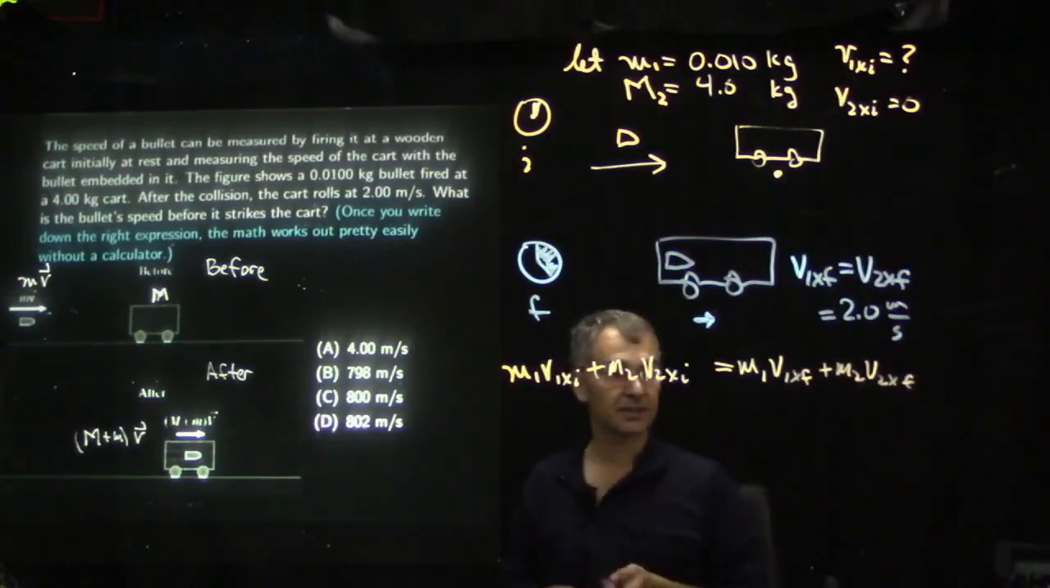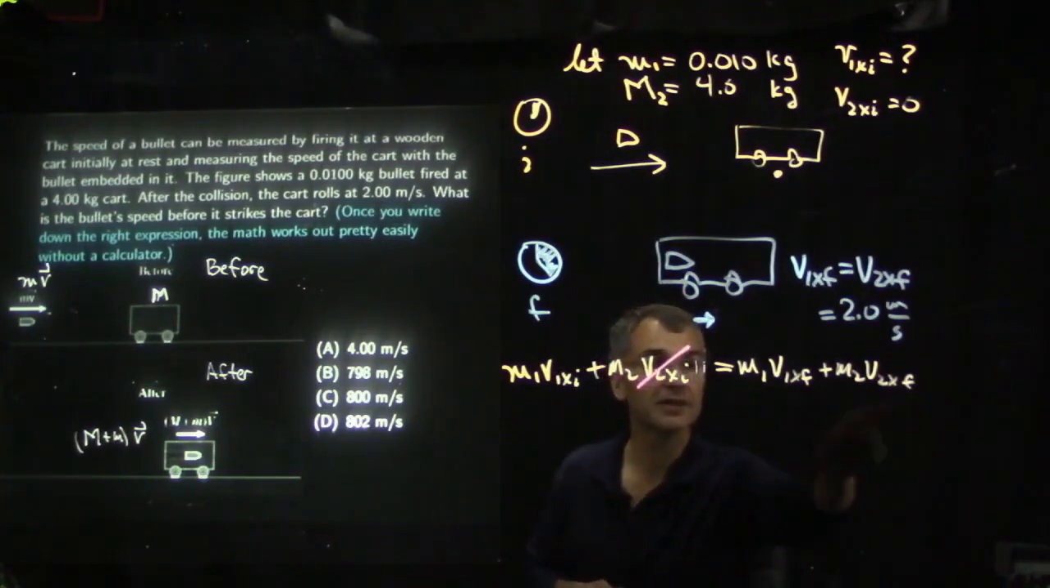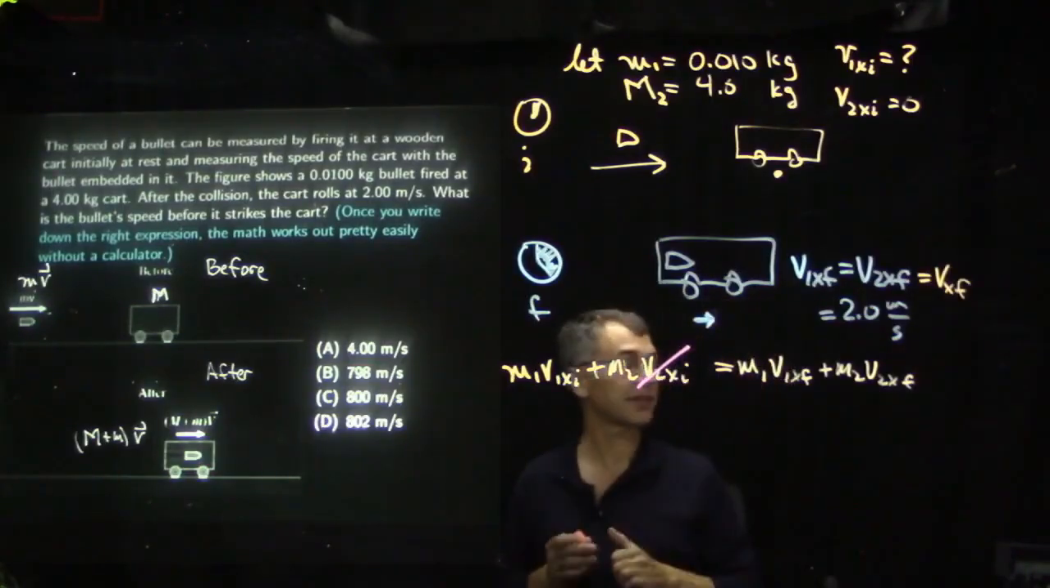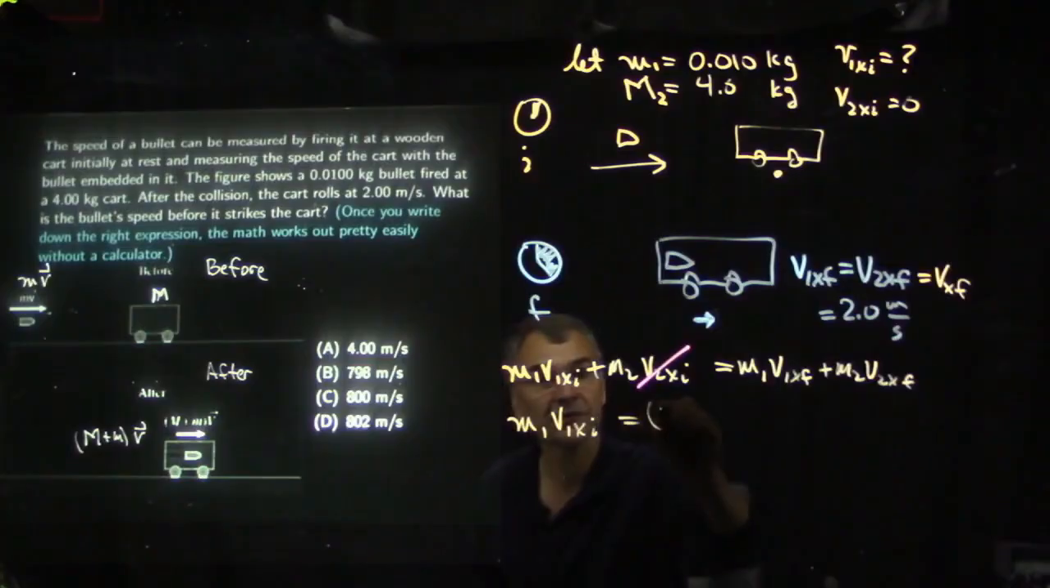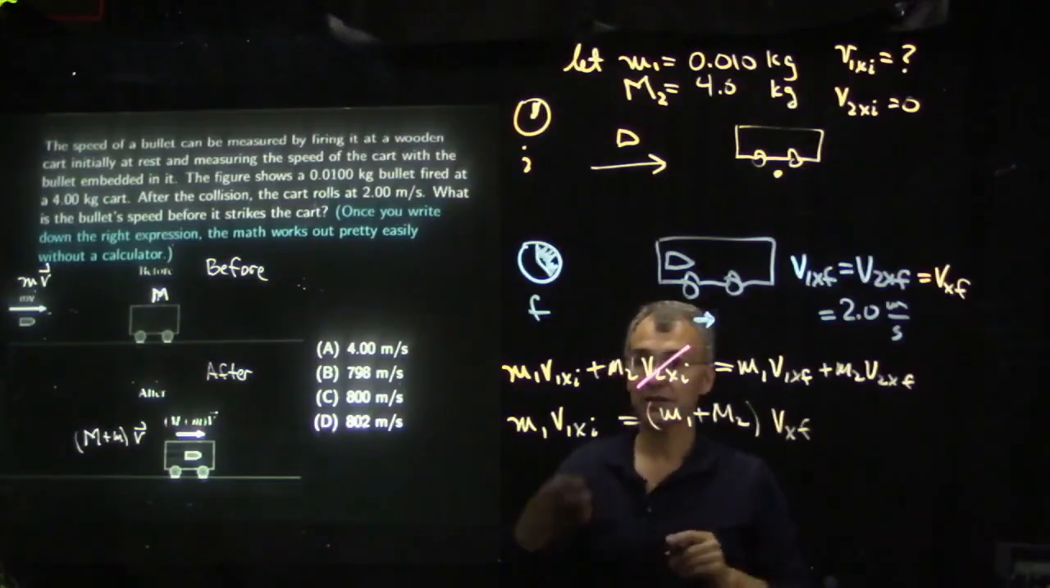In this case, the equation simplifies right away because object 2 initially is not moving, so that term is 0. Also, the final velocities are the same. Let's give that a name. Call it vxf. It's the same final velocity for both objects. m1 v1xi equals (m1 plus m2) vxf. I'll make the second m big since the diagram did.